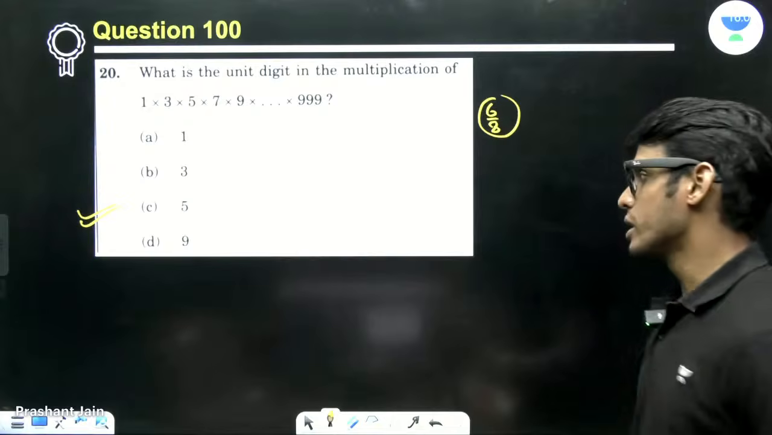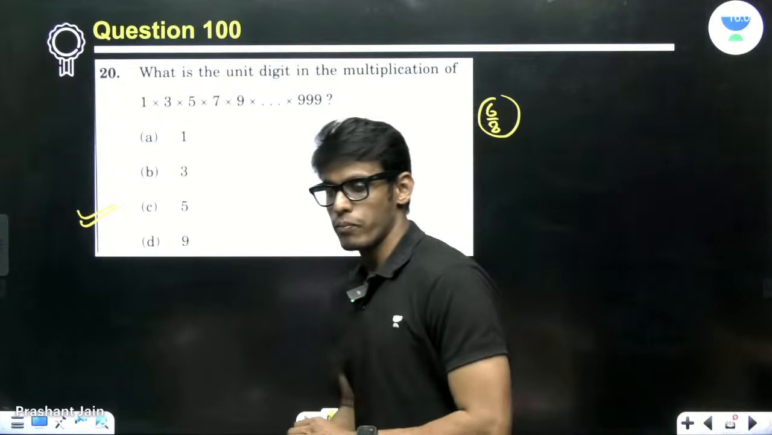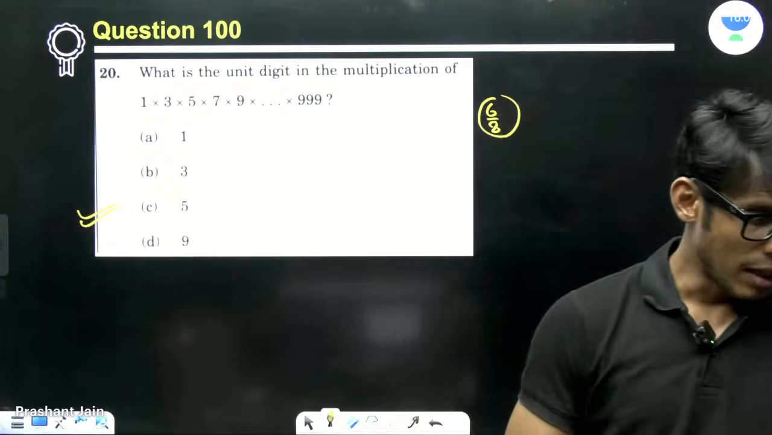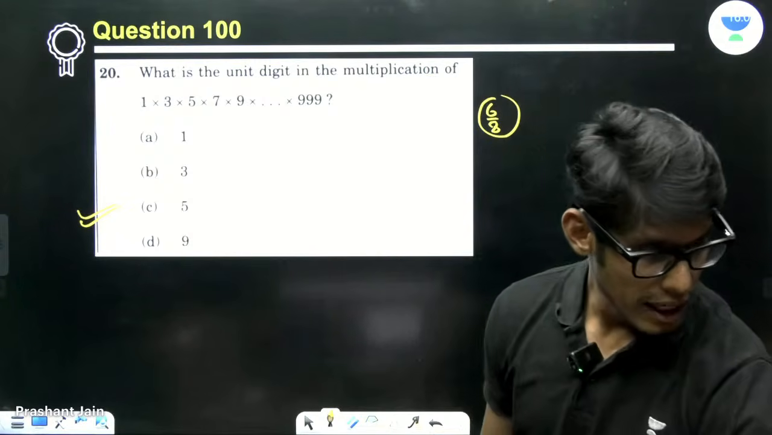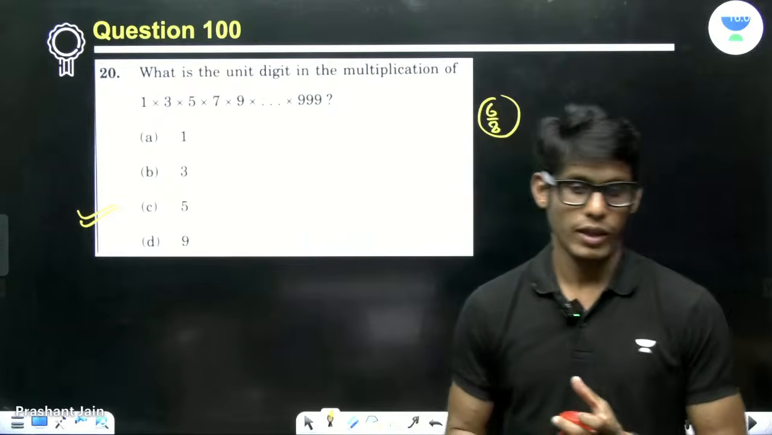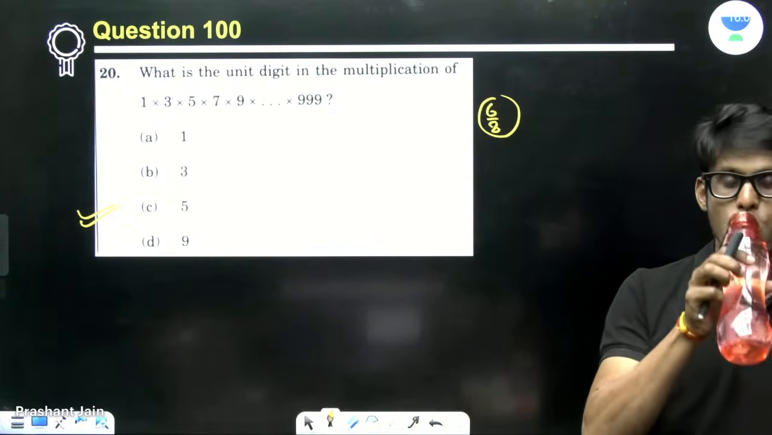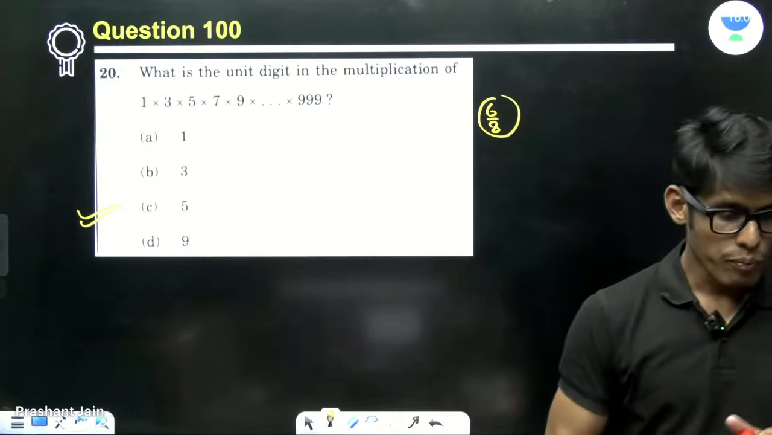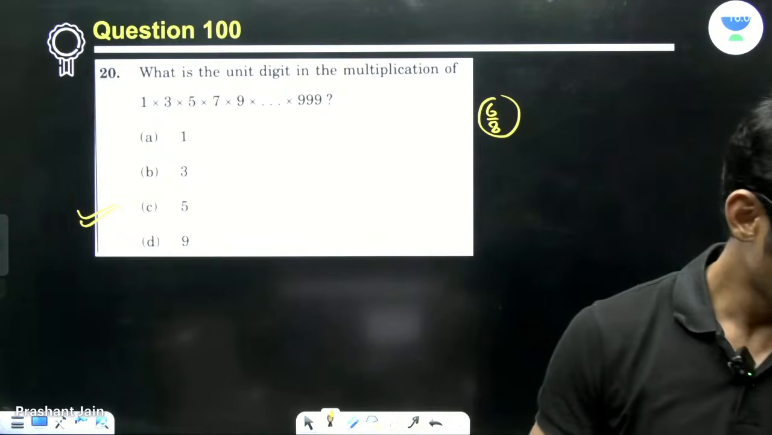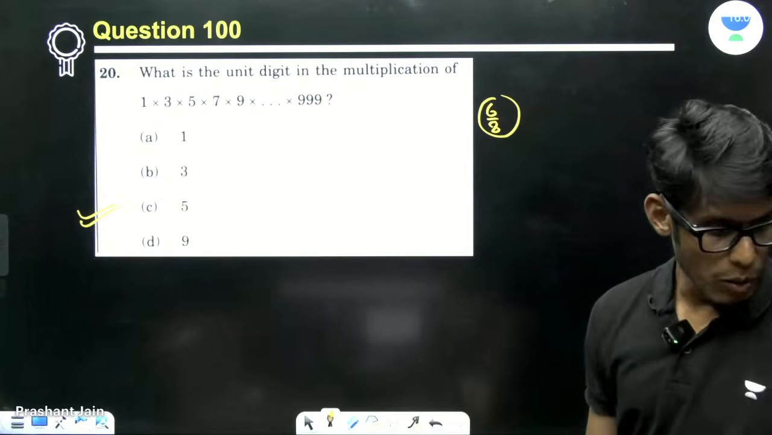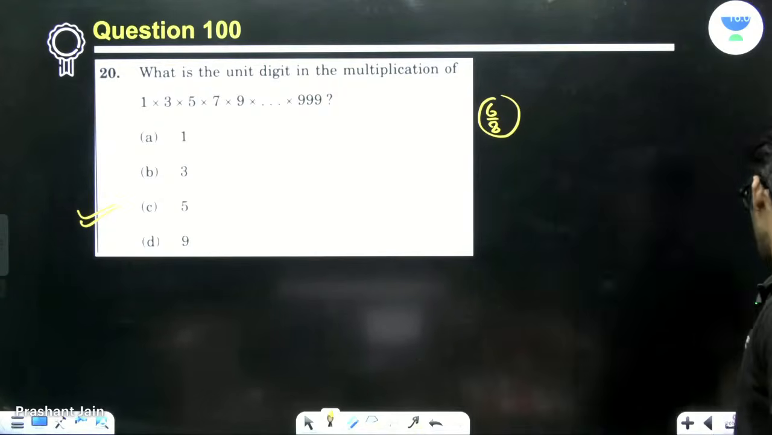What is your opinion on this? Is it a do problem or a skip problem? Tell me your honest opinion. It's a do problem, right? Now, moving on.